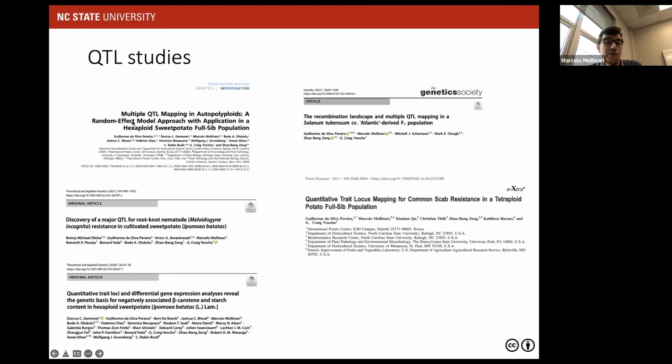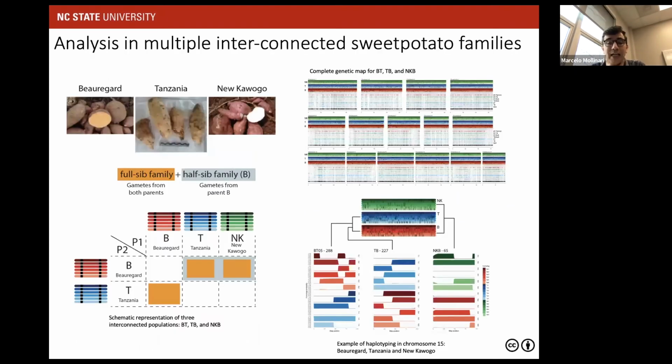And this is the most important paper, which proposed the method to do this. It's a very nice paper. So we published in 2020. And now the next step we are doing here is not using two populations, but using multiple interconnected populations.